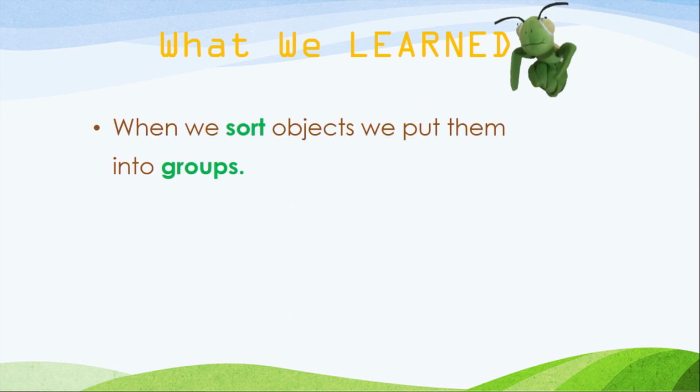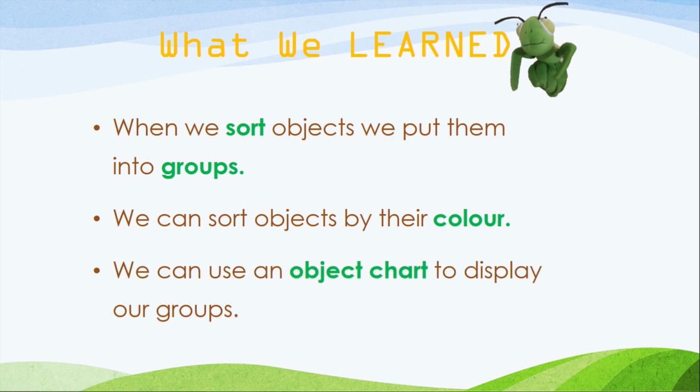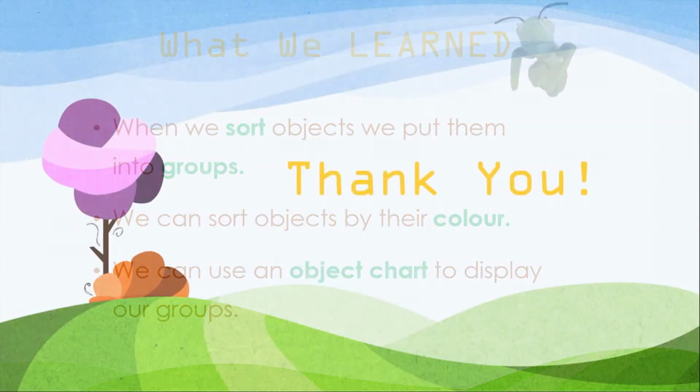What we learned? We learned that when we sort objects, we put them into groups. We can sort objects by their color. We can use an object chart to display our groups.